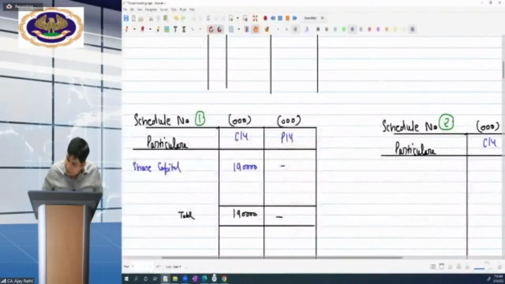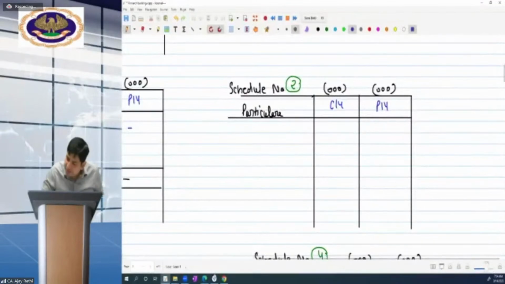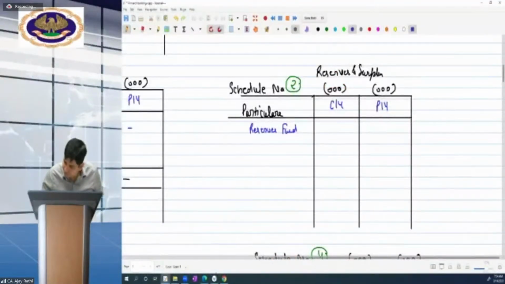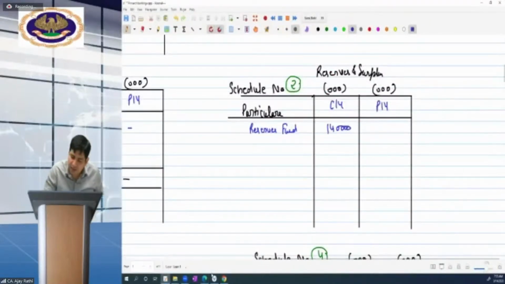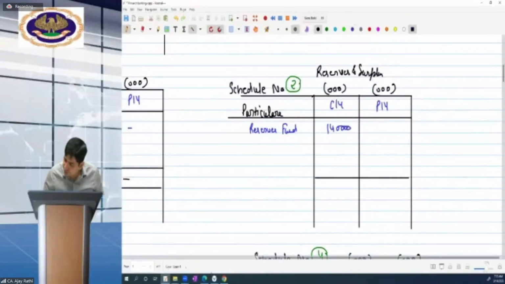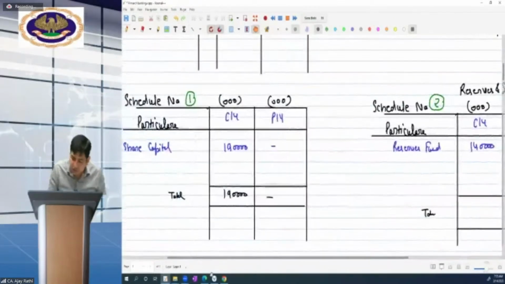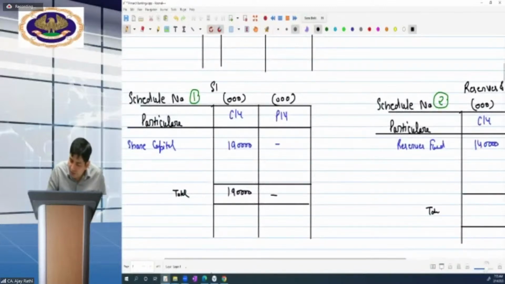Reserve fund. Schedule number 2, that is reserve and surplus. Reserve fund. That will definitely save your time. Reserve fund, how much is that? 1,40,000. And there will be some figure that has to be brought here from the profit and loss account. After that, there will be the total. So we are not doing the total. Share capital, reserve and surplus we have prepared.